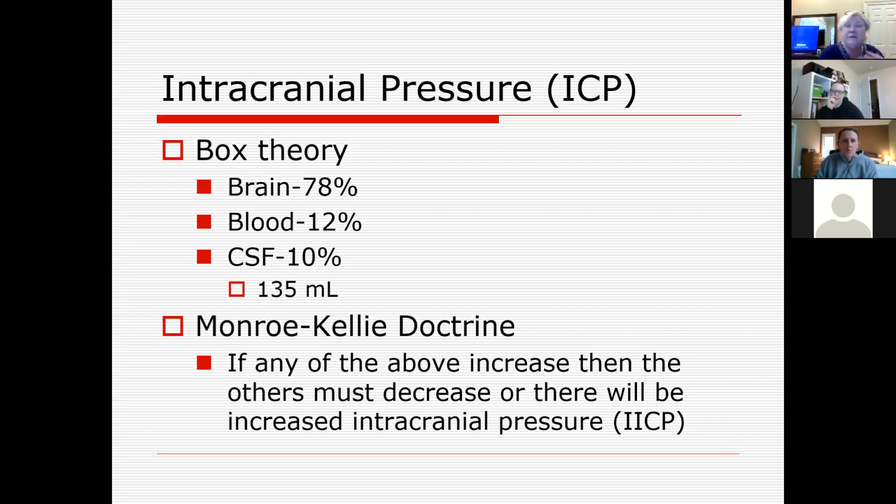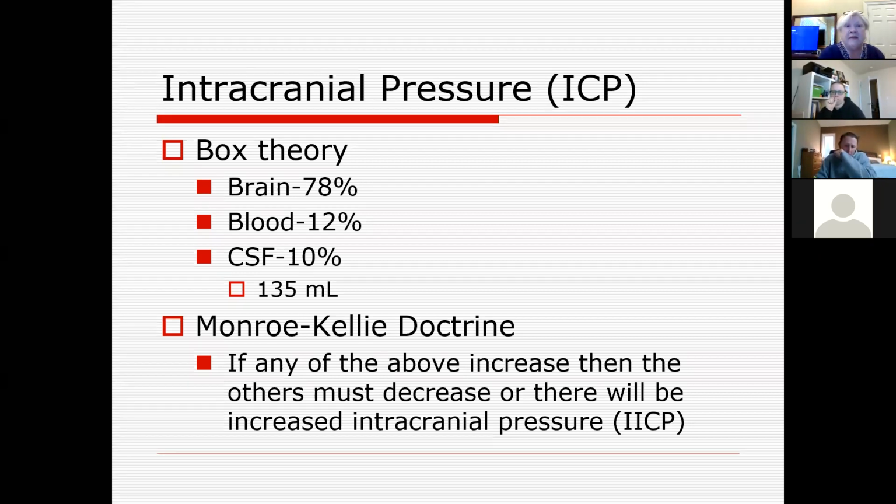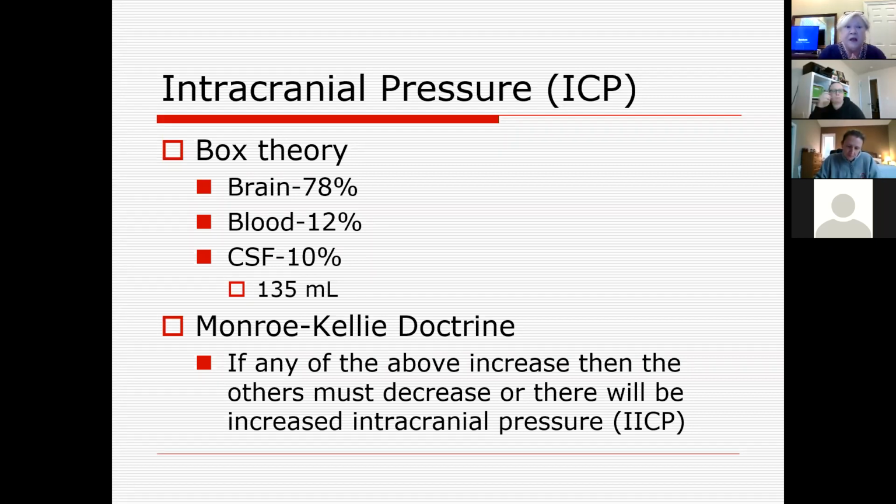It includes your blood that flows through the brain, and it typically has a consistent amount of blood flow that goes through it. And then it has cerebral spinal fluid, about 135 mLs, and that takes up about 10%. And that is what is in the brain. The Monroe-Kelly doctrine says that if you increase any one of these three things without decreasing one of the others, then you will have increased pressure within the box. Pretty simple, huh?